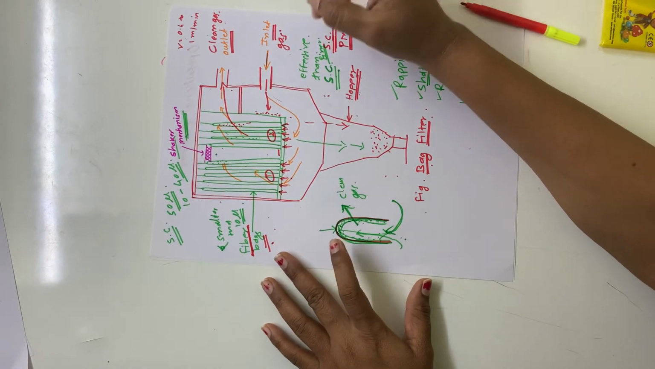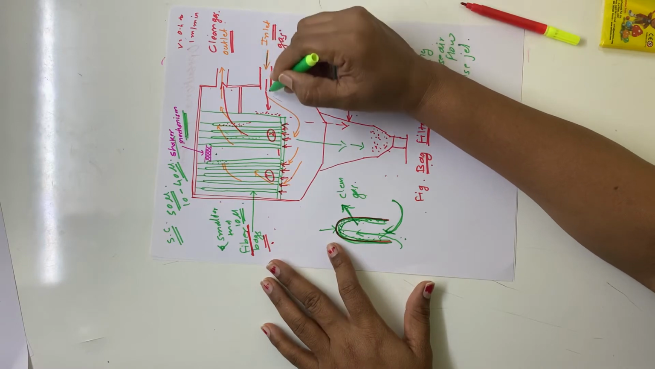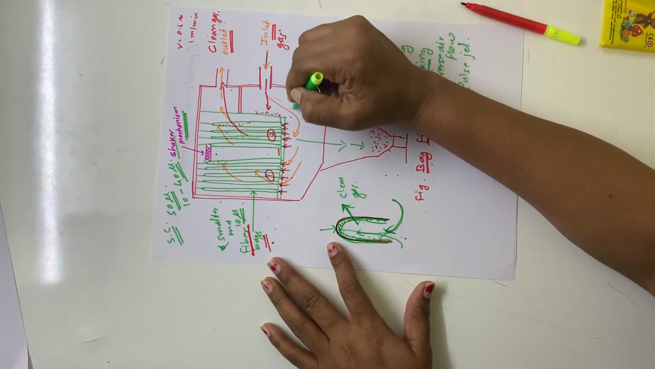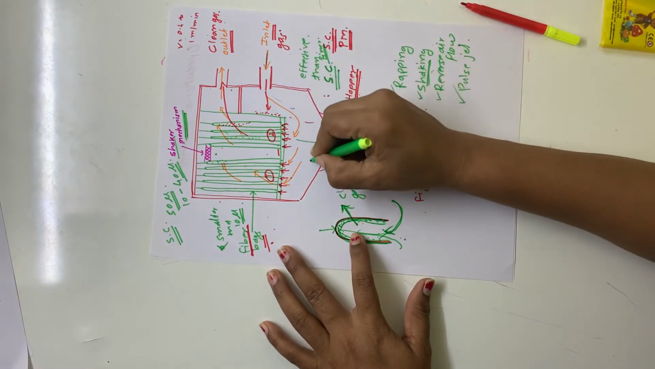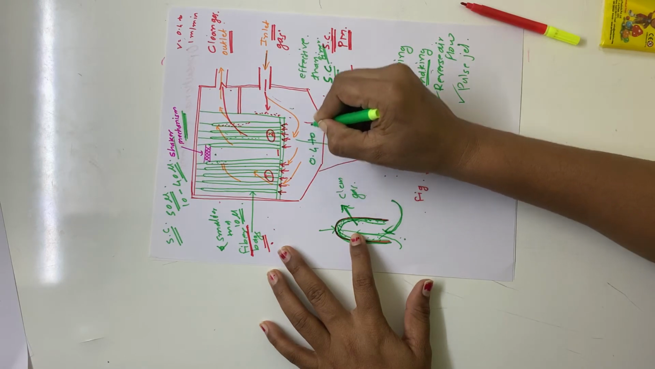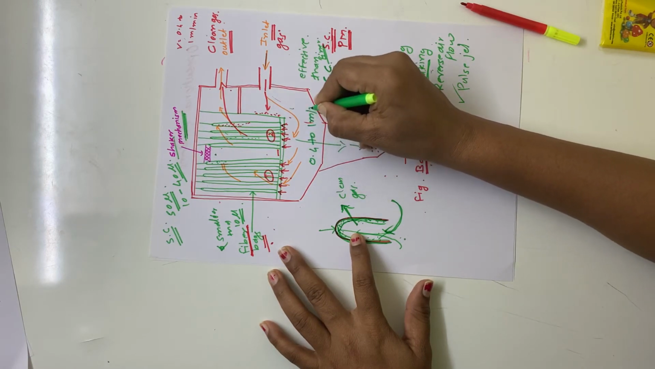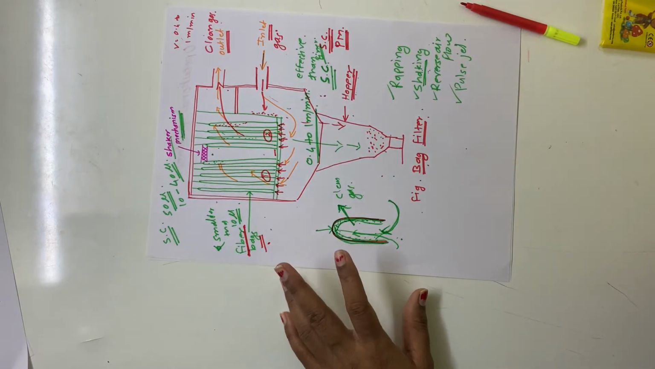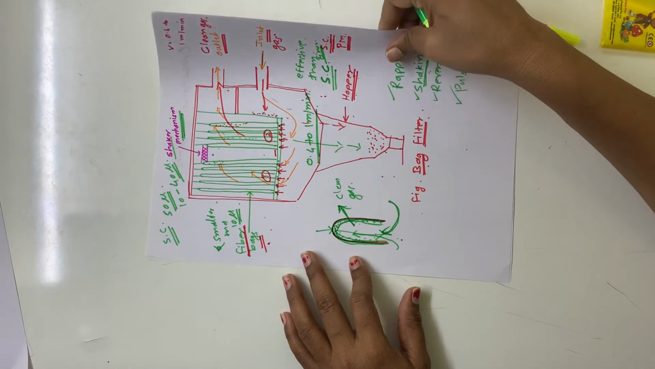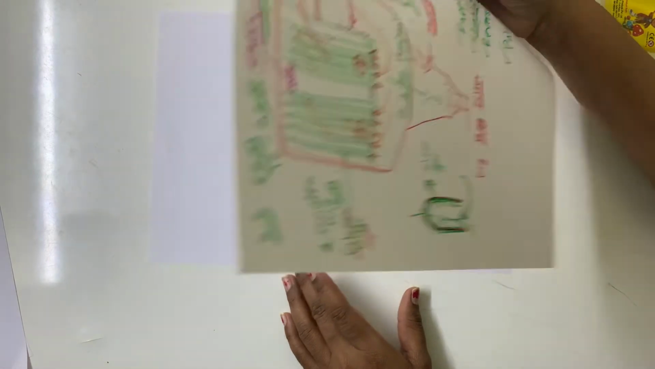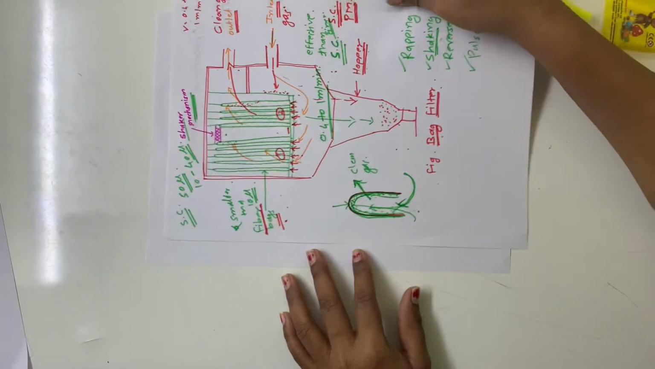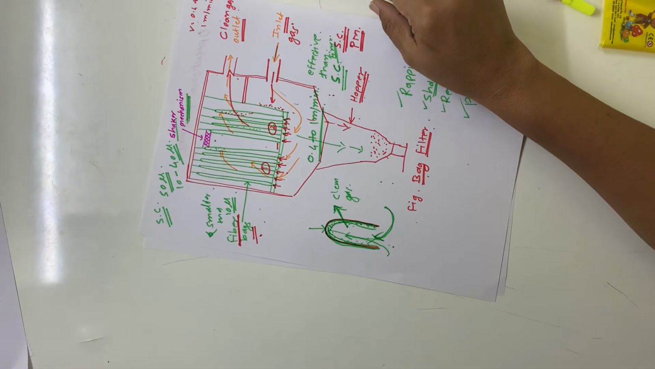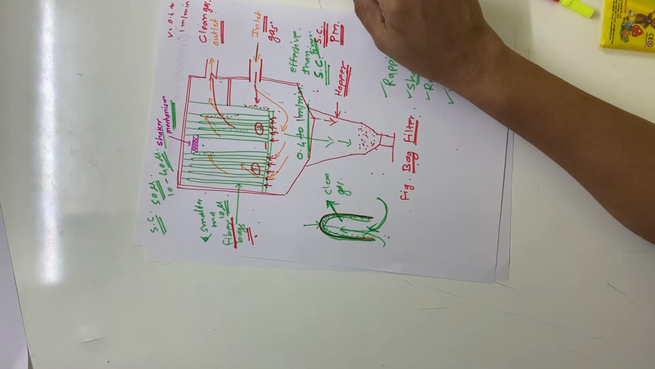Okay. Now here, when you are allowing the gas to pass, the velocity of the gas should be in the range of 0.4 to 1 meter per minute for the proper functioning of the chamber. Now this is the function and construction of the fabric filter.